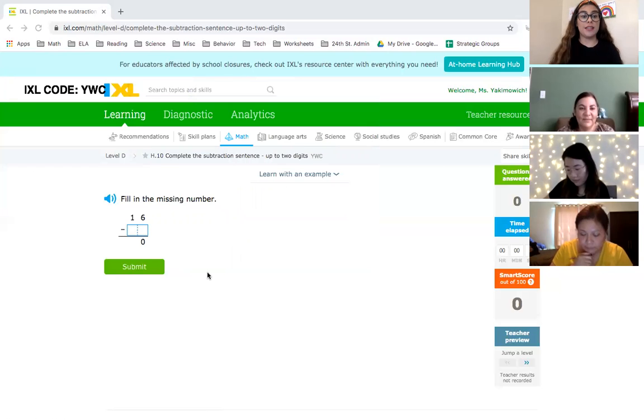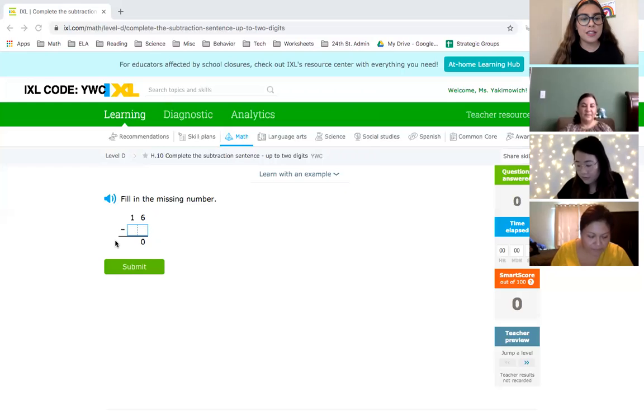Here it says, fill in the missing number. We have 16 minus some number is going to give us 0. And it's important that we understand this because it helps us through our number bond. Actually, our number bond helps us understand how to solve this problem. This is a really important skill so that we can test whether or not we understand what a number bond is and how to solve a problem using that tool of a number bond.